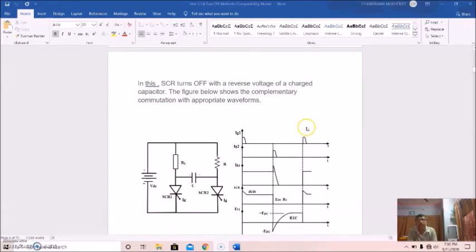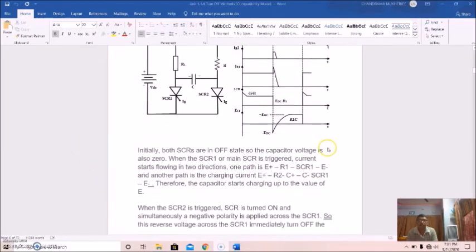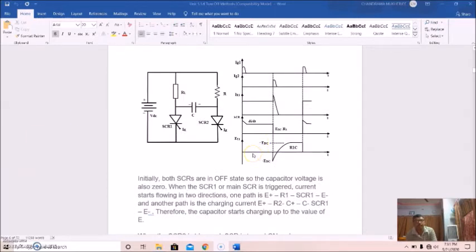Here, in the first stage, the thyristor turns off with the reverse voltage of a charged capacitor. This is shown in the figure, the complementary commutation process. Both thyristors, SCR1 and SCR2, are in the off state, so the capacitor voltage is also 0. Now SCR1, the main thyristor, is triggered.